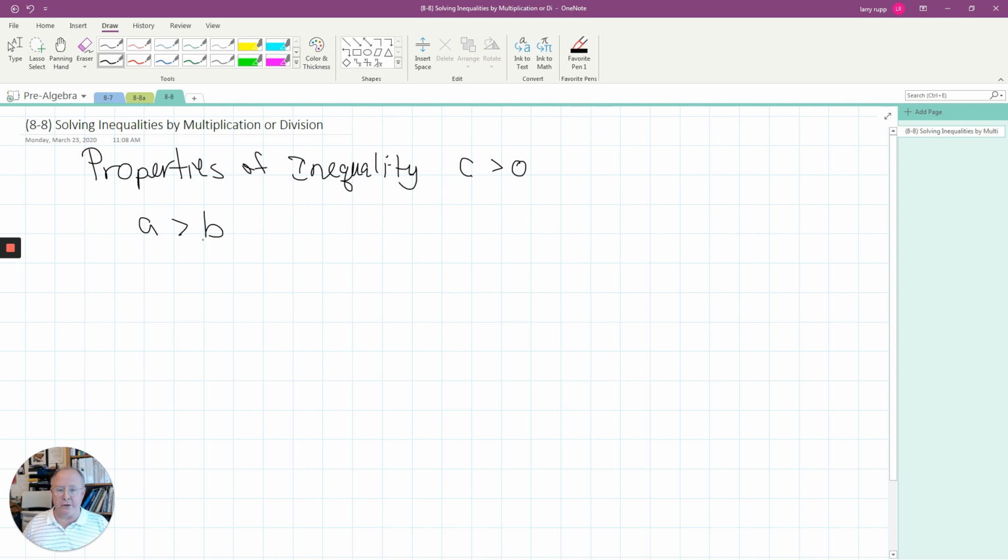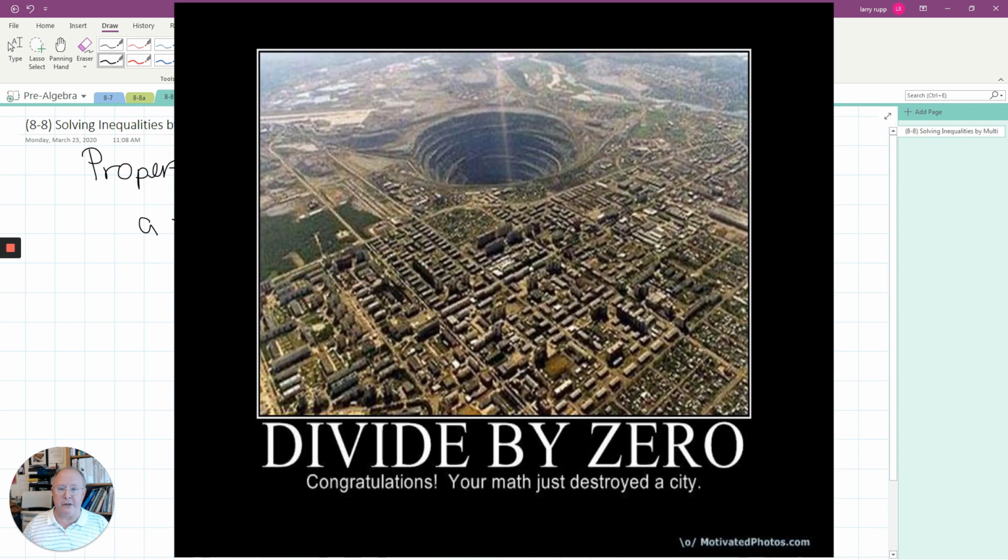So again, if you have two numbers, A and B, and A is greater than B, then if you multiply both sides of this inequality by that same number C, the inequality still holds. A times C will be greater than B times C. And if you divide, A divided by C will also be greater than B divided by C. This is why C cannot equal 0, because if you divide by 0, then the space-time continuum shimmies and the city disappears in a smoking hole, and there's badness all around.